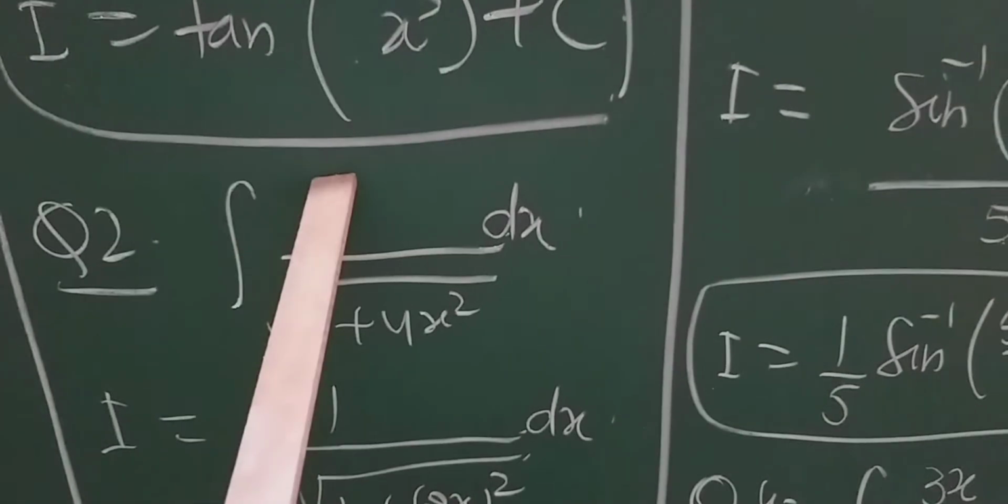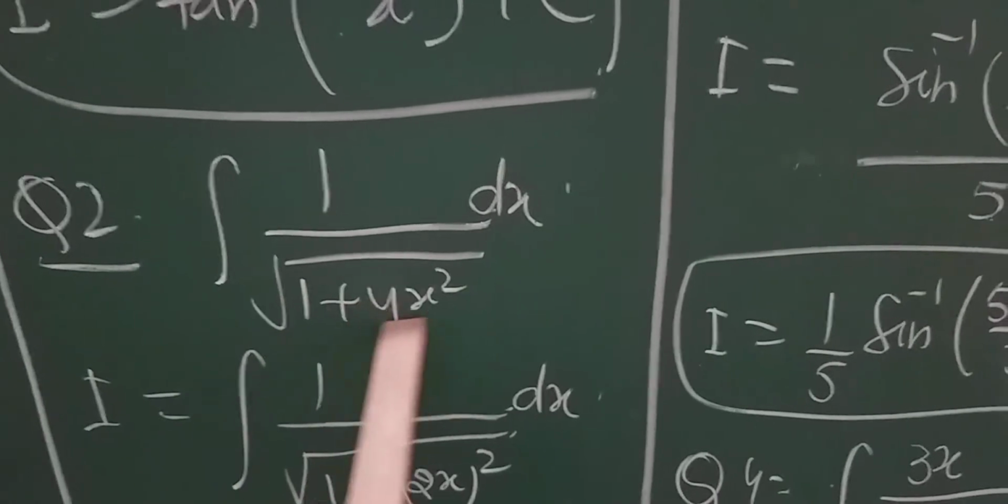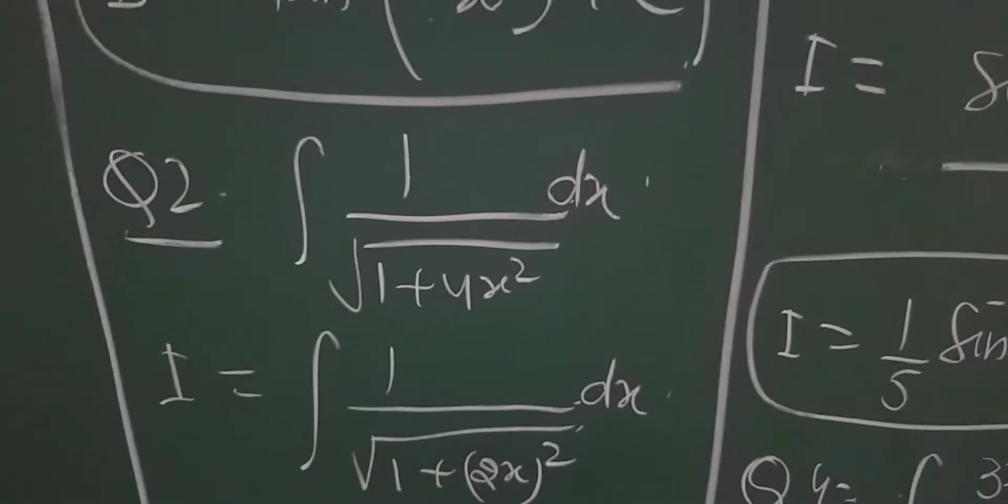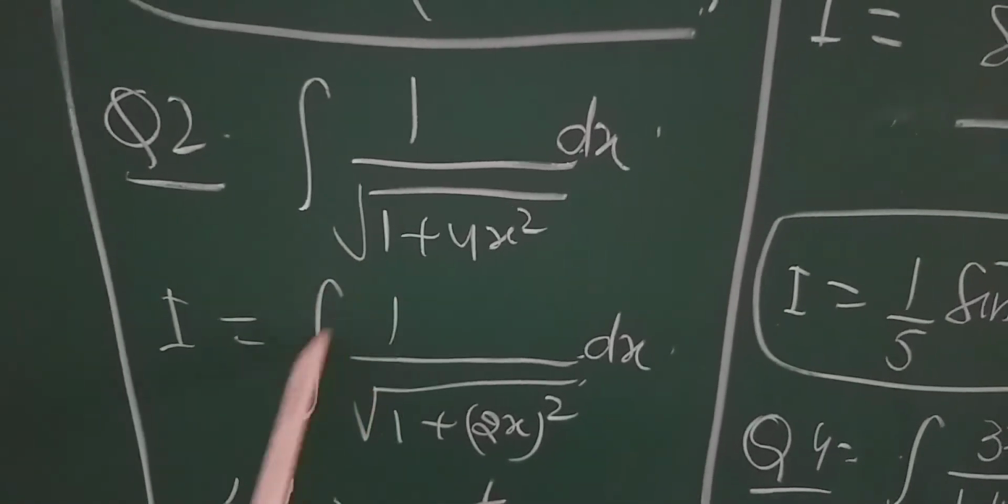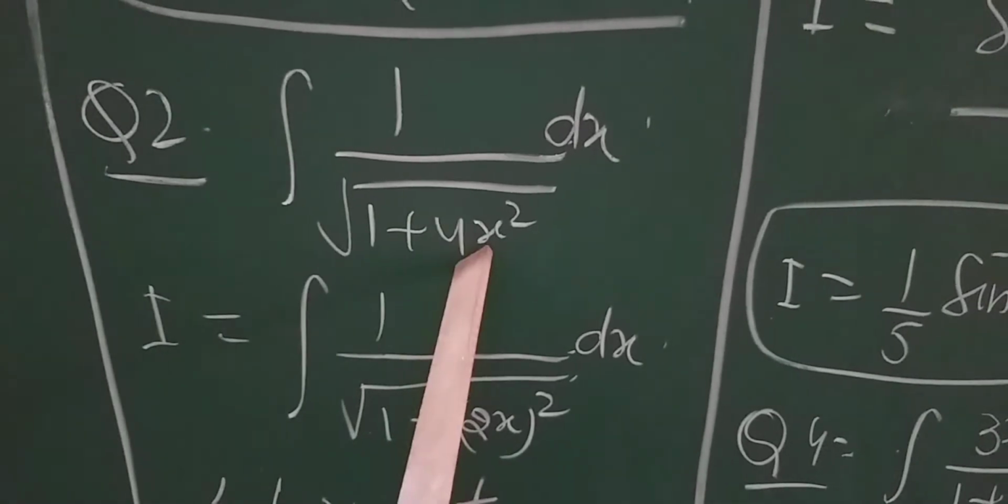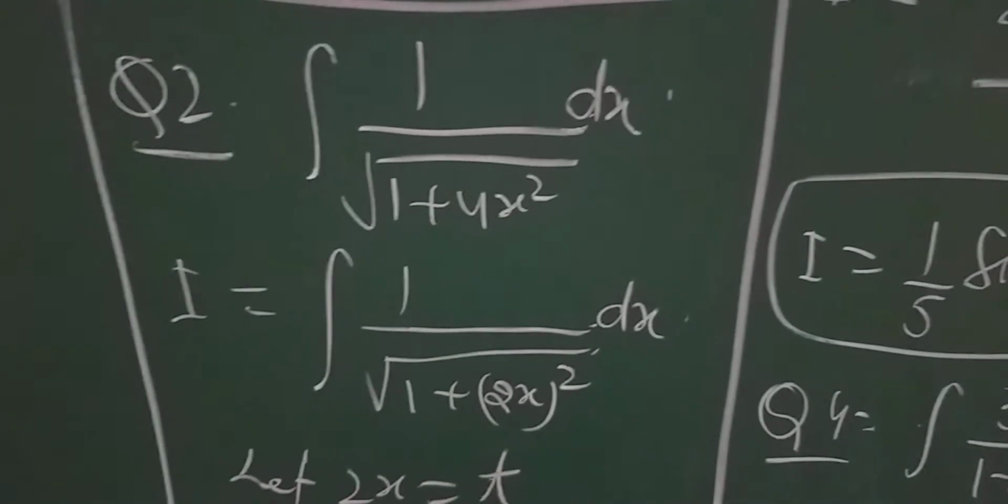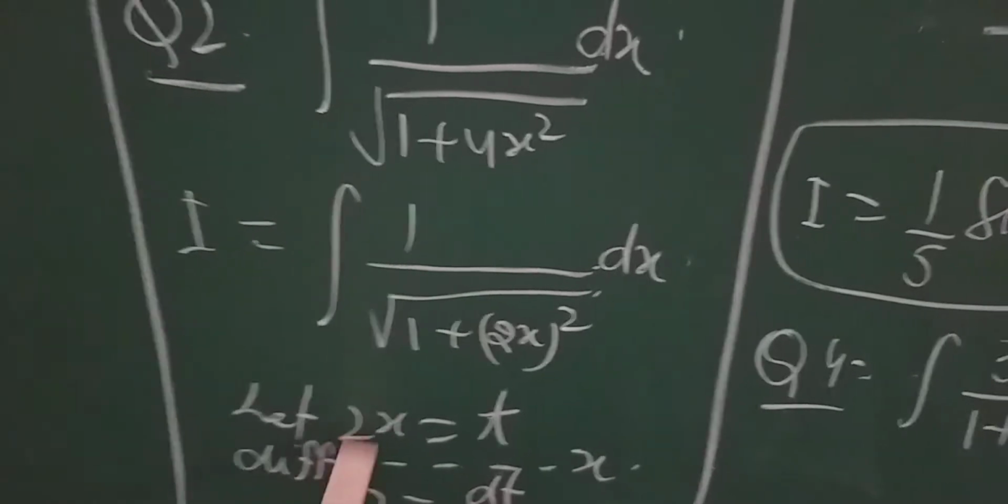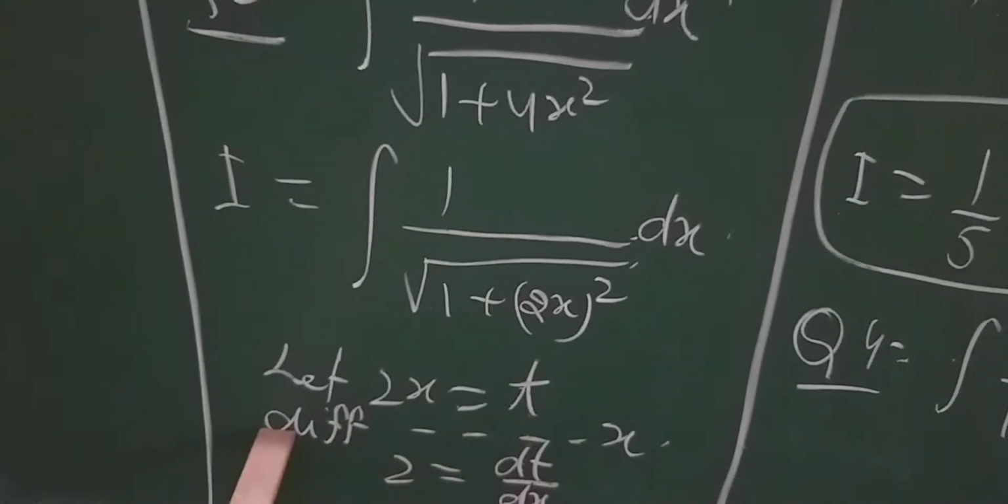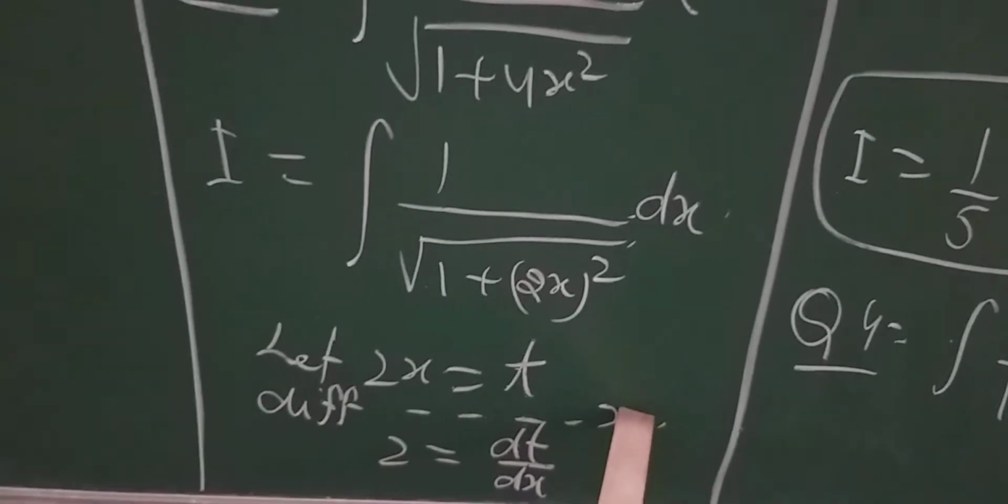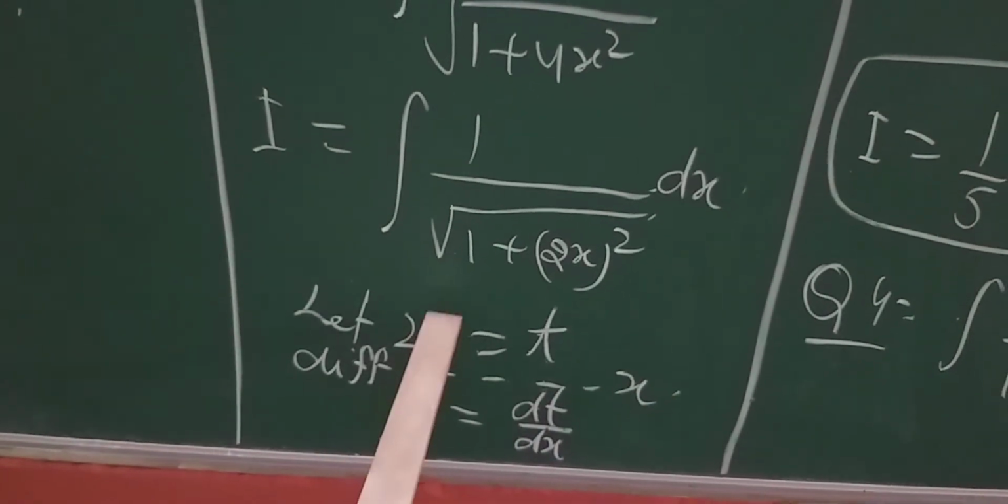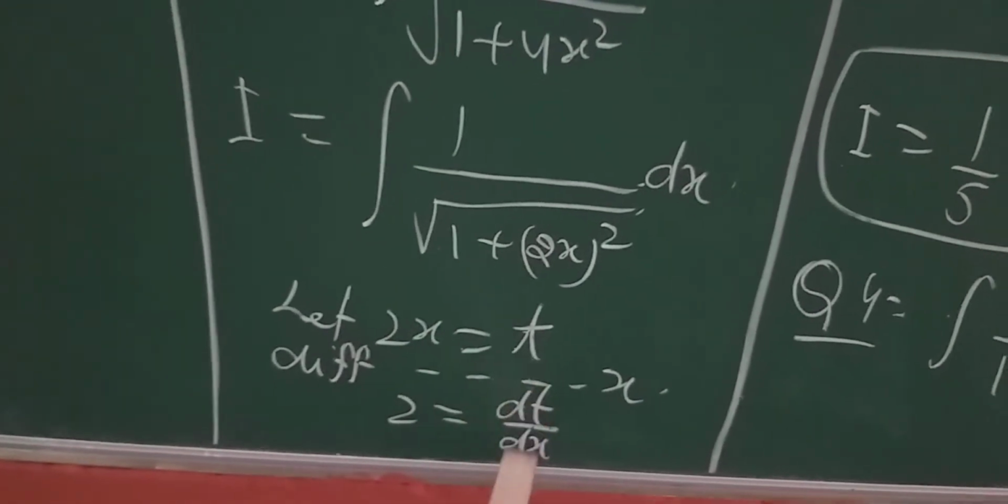Now question number 2. We have to find the integral of 1 upon root of 1 plus 4x square with respect to x. So the integral of 1 upon root of 1 plus 4x square can be written as 1 plus (2x) whole square. So suppose 2x equals t, differentiating both sides with respect to x, its derivative is 2. So 2 equals dt upon dx.